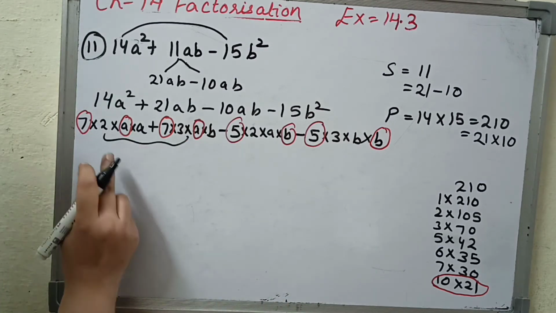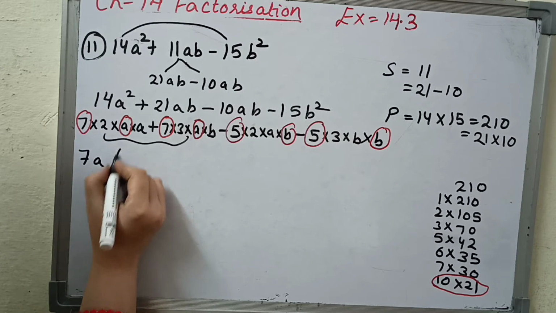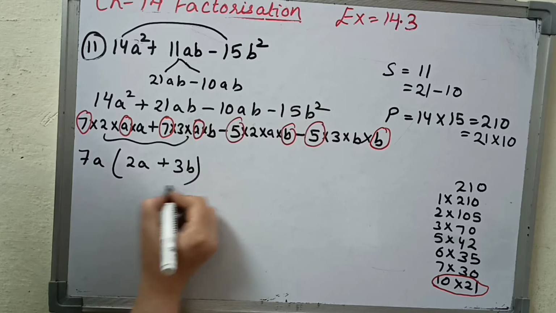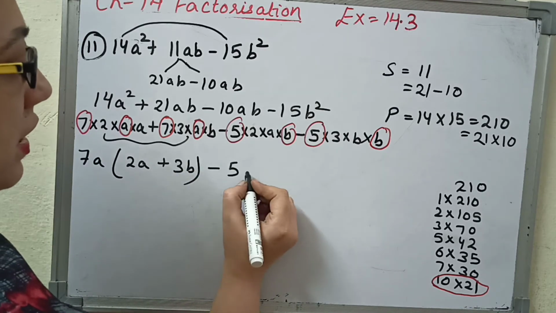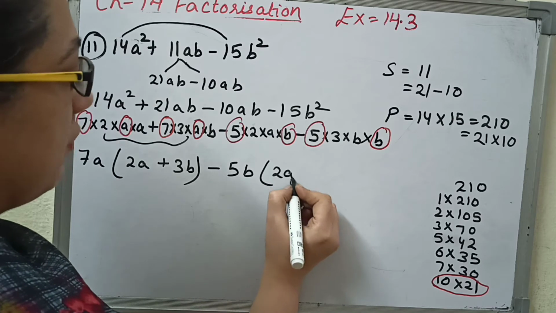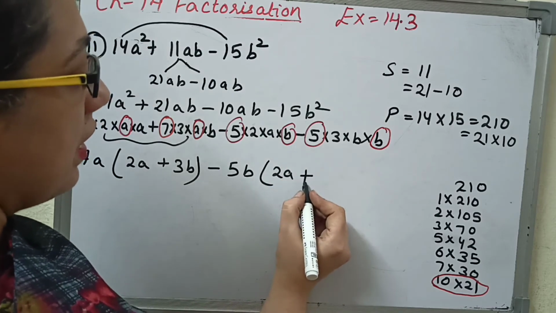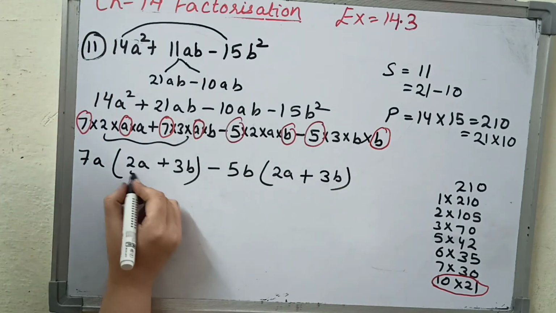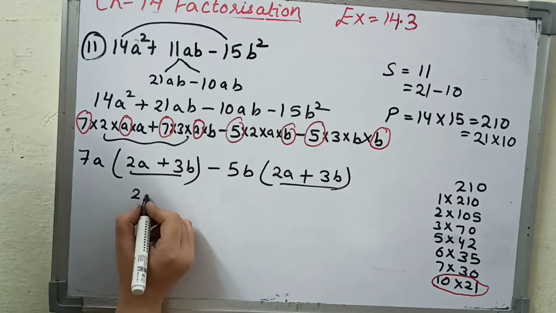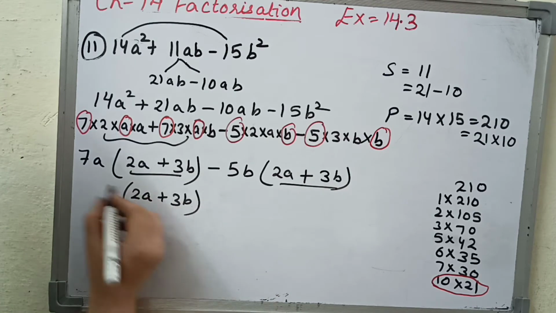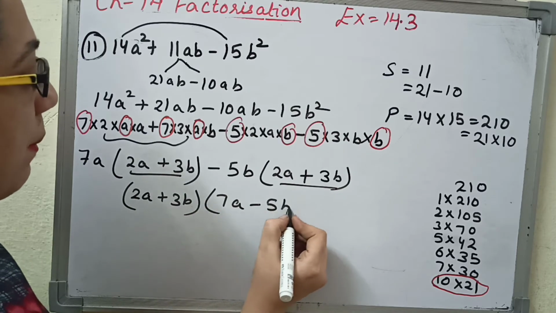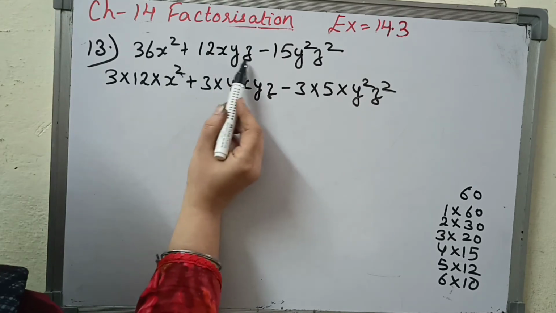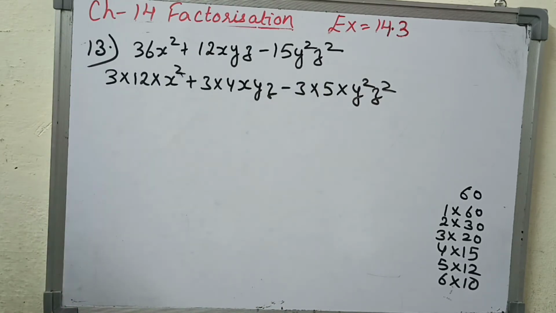Now first consider the first two terms. I write 7a outside and the terms which are left I write inside the bracket, that is 2a plus 3b. Similarly in the third and fourth terms, minus 5b is common and the terms which are left are 2a, and the sign gets reversed so it becomes plus because minus is outside the bracket, and here 3b is left. Now again 2a plus 3b is common, so take it outside, and the terms which are left are 7a minus 5b.